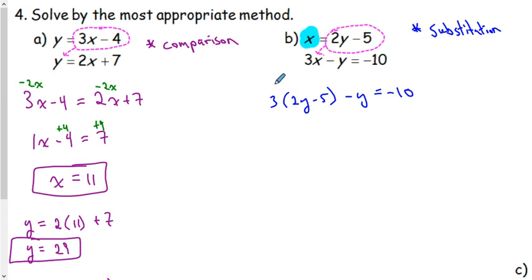Okay, let's multiply through the brackets here. So 3 times 2y is going to be 6y. 3 times negative 5 is negative 15. Before I do anything else, I can collect my like terms. So this is going to end up being 6y minus 1y, that's 5y, minus 15 equals negative 10.